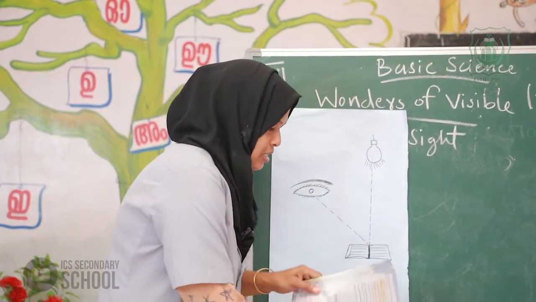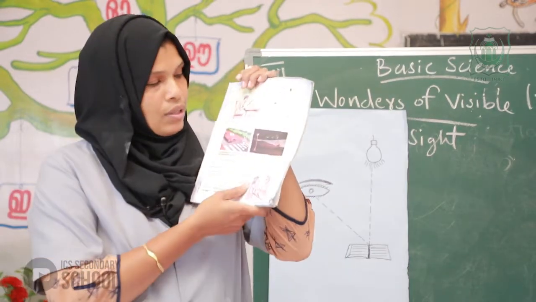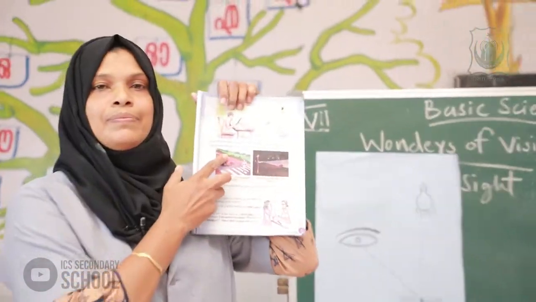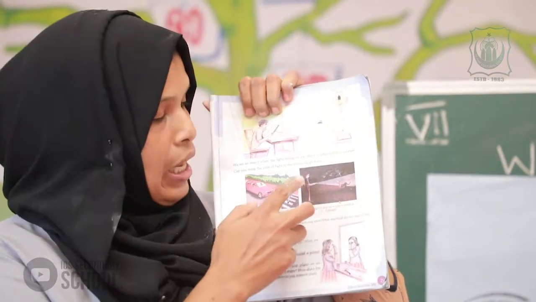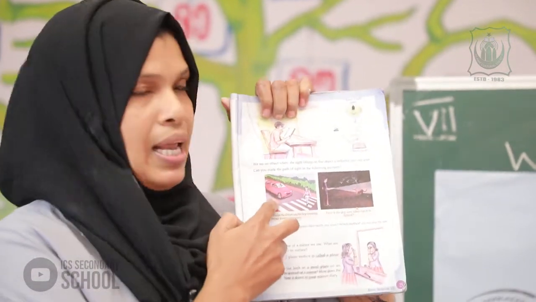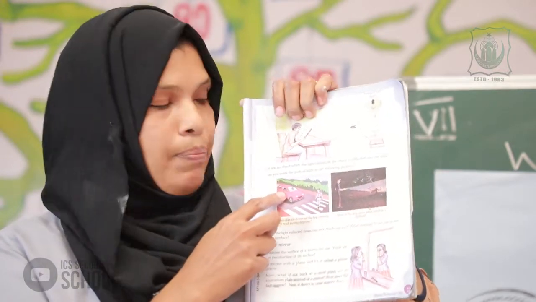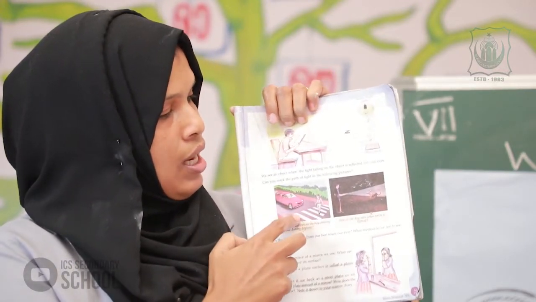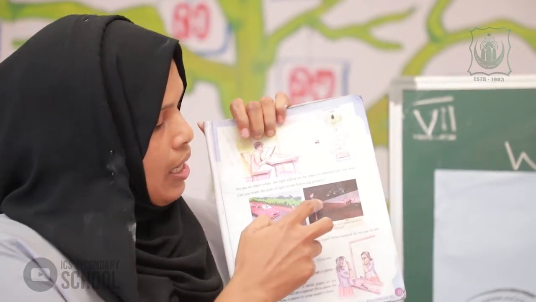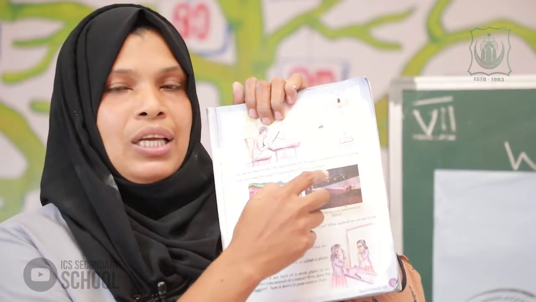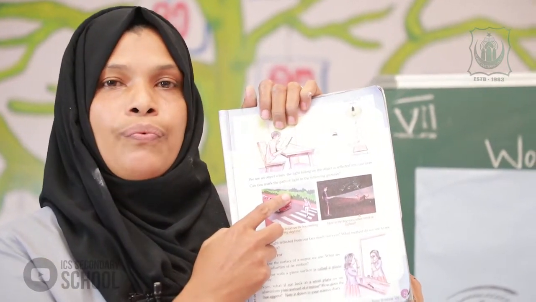Here is a work for you. Observe the figure and draw the path of light in this figure. A boy is crossing the road. A dog is seen by torchlight. First observe the figure and draw the path of light.